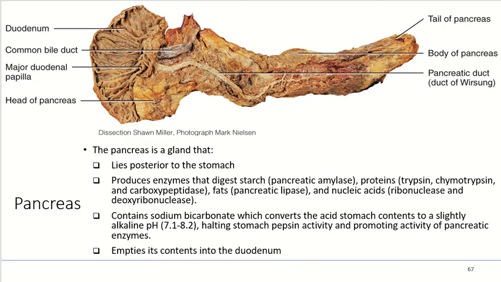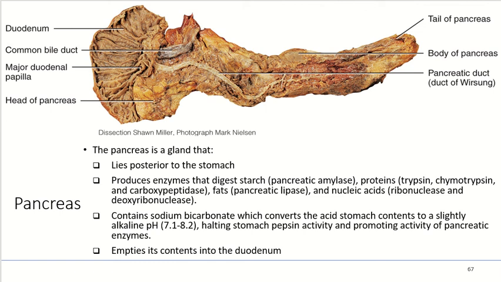The pancreas is a gland that's responsible for a variety of different things. It lies posterior to the stomach, like we've just said, and it's going to produce enzymes that are responsible for digesting starch, aka pancreatic amylase. It's also going to produce enzymes that digest proteins called trypsin, chymotrypsin, and carboxypeptidase. And then it's also going to secrete enzymes that digest fats, called pancreatic lipase, as well as enzymes that digest nucleic acids. These are called ribonucleases and deoxyribonucleases.